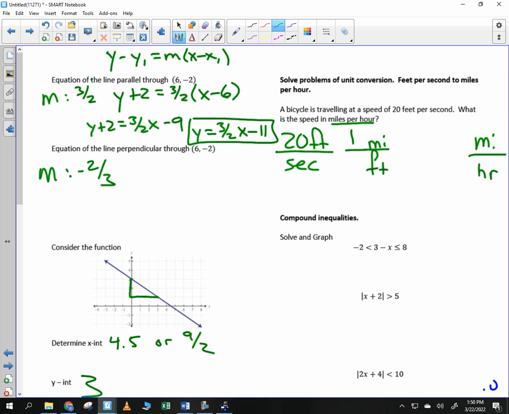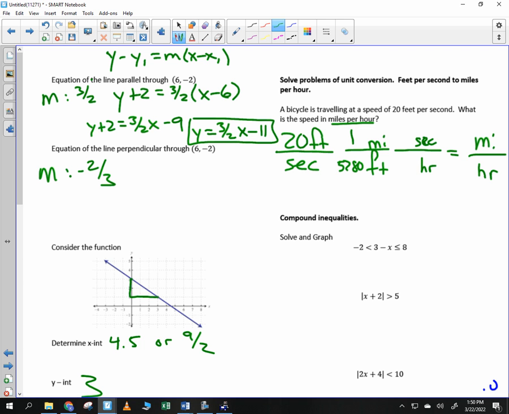1 mile, 5,280 feet. Do I need to know that? Yep. Do you see how feet are going to cancel? And you're going to be left with miles. But now you have seconds in the denominator. I don't want seconds in the denominator. I want hours. So I'm going to have seconds on top, and I'm going to have hours on bottom.